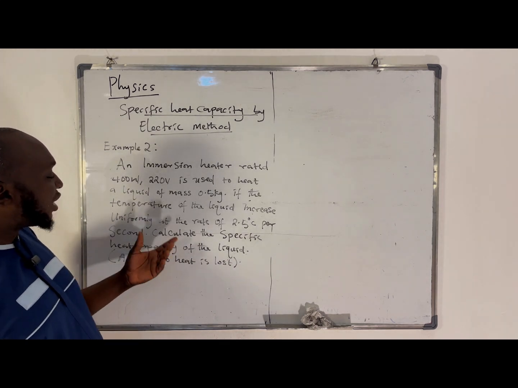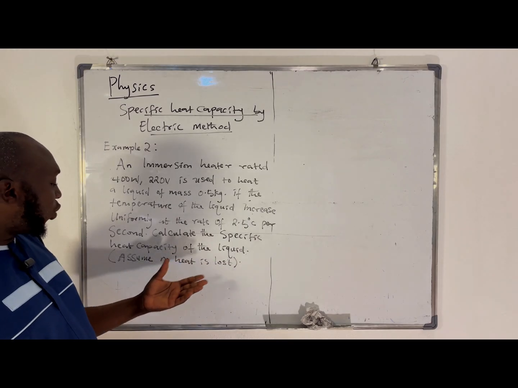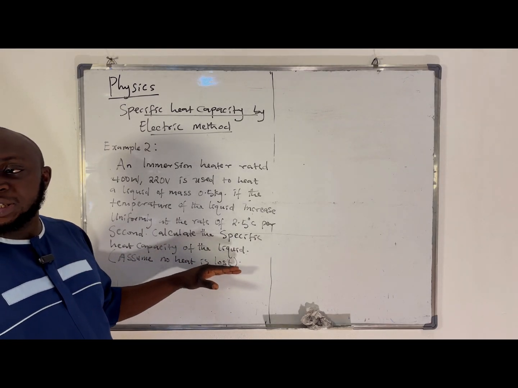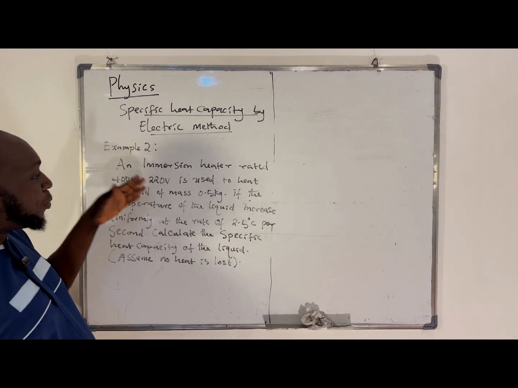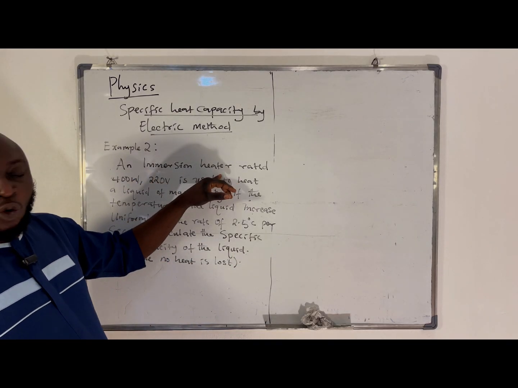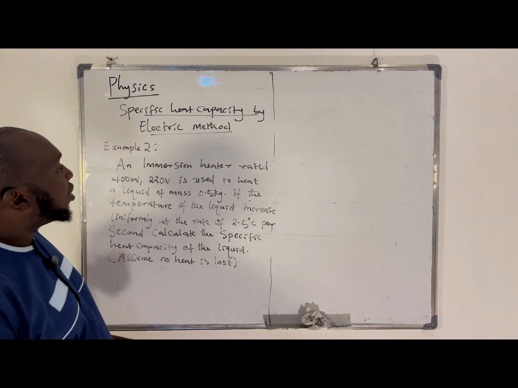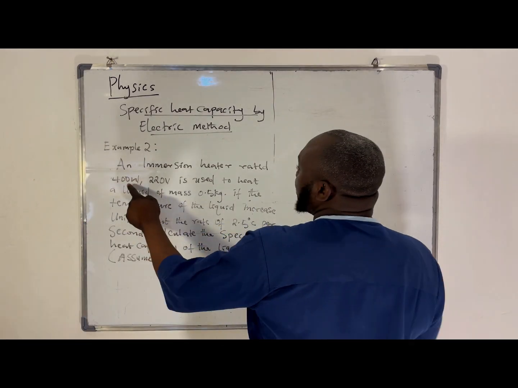And they say we are asked to calculate the specific heat capacity of the liquid, assuming no heat is lost. No heat is lost means that the heat supplied by the heater will be equal to the heat gained by the liquid. Now, the first thing to do is to highlight the data.